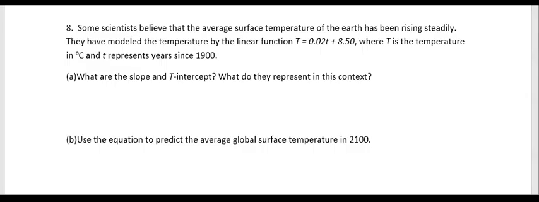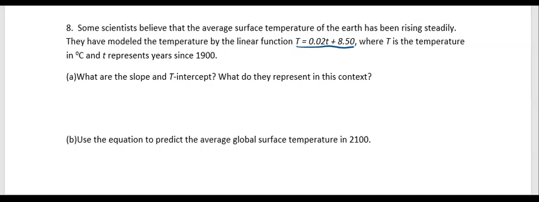Some scientists believe that the average surface temperature of the Earth has been rising steadily. They have modeled the temperature by the linear function T equals 0.02t plus 8.5, where T is the temperature in degrees Celsius and t represents the years since 1900.